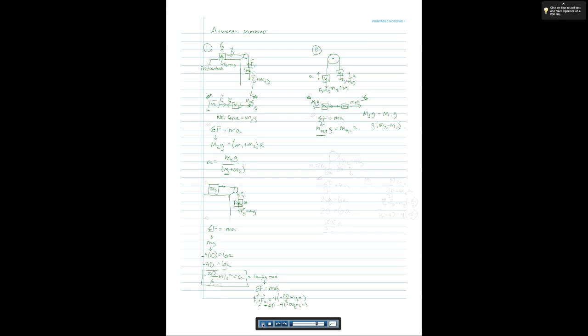Okay. So, let's do configuration 2, but let's put some numbers into it. Let's do the same thing. I've got a 2 kilogram mass and I've got a 4 kilogram mass. Obviously, I'm going to be accelerating down. So in a sense, this is M2, it's 4 kilos. This is M1, and it's 2 kilos.